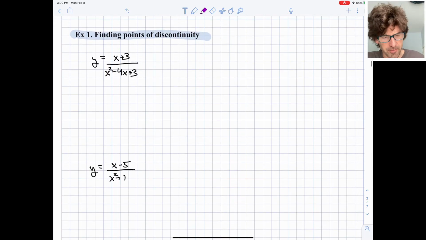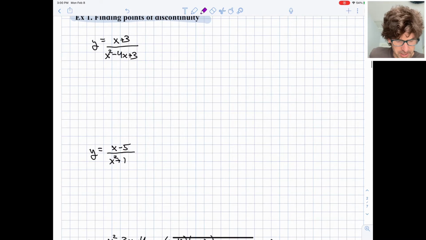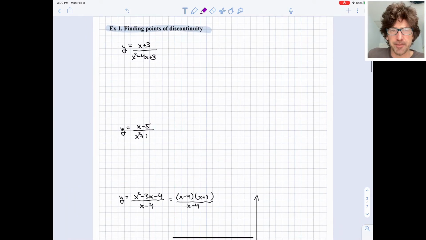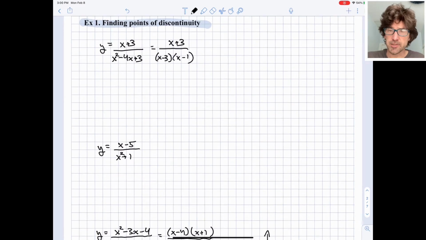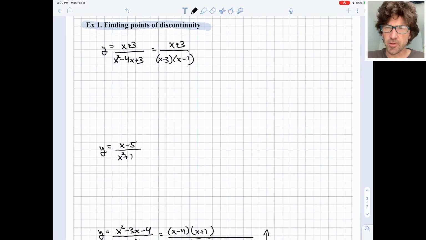Let's find some of those points of discontinuity, and often we're going to be doing that by factoring, okay, and seeing if we can cancel. So let's factor this one up top here, y equals x plus 3 over, that factors into, let's see, x minus 3 and x minus 1. So nothing cancels in this case. Okay, so there are no holes, no removable discontinuities, but we do have two asymptotes.